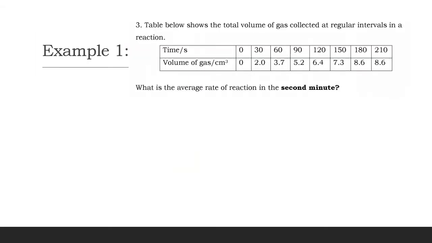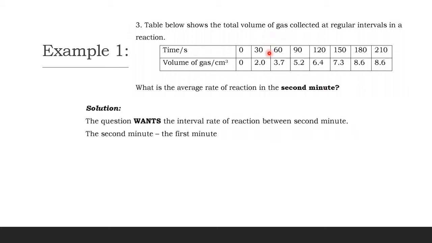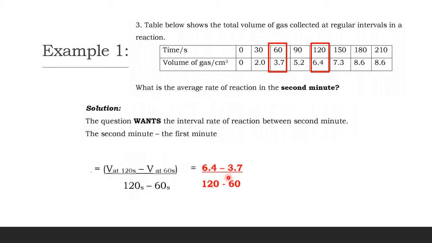Okay. Contoh. The table shows the total volume of gas collected at regular intervals in a reaction. Okay, what is the average rate of reaction in the second minute? So second minute bermaksud ini minit yang pertama, second minute 120 lah. Okay, so means that second minute 120, yang ni kita akan tolak dengan first minute 60. Okay, jadi okay, 6.4 minus 3.7 over 120 minus 60 is equal to 0.045 cm cube per second. So second minute ni kena tolak dengan first minute lah.